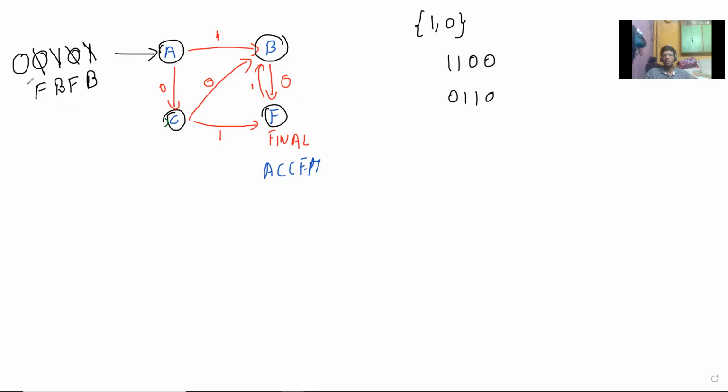You see, this cannot be read because I have not told you what happens when at F you read a 0. Where do you go? Nothing is said. So it's an incomplete thing. So this cannot be accepted.